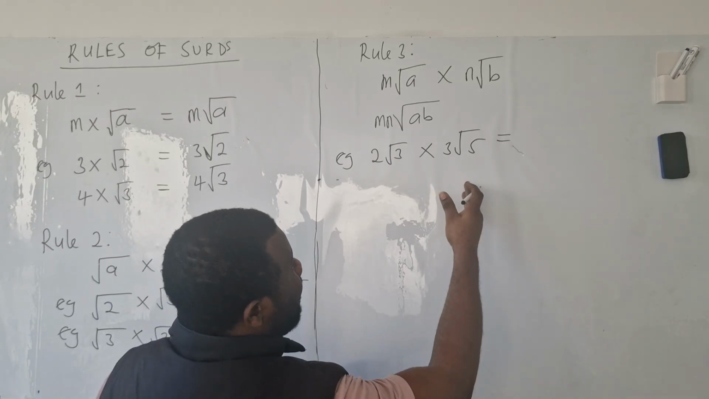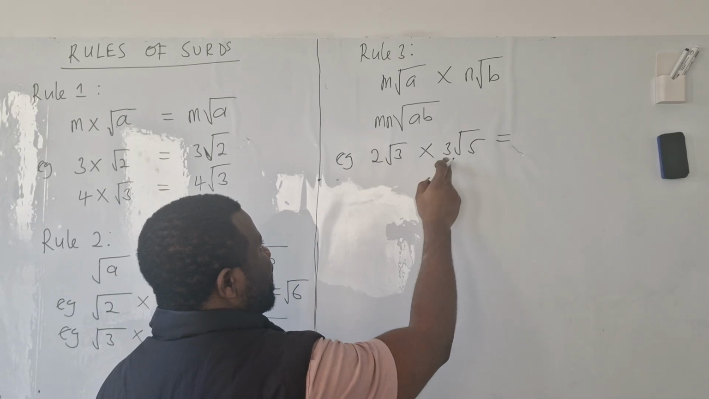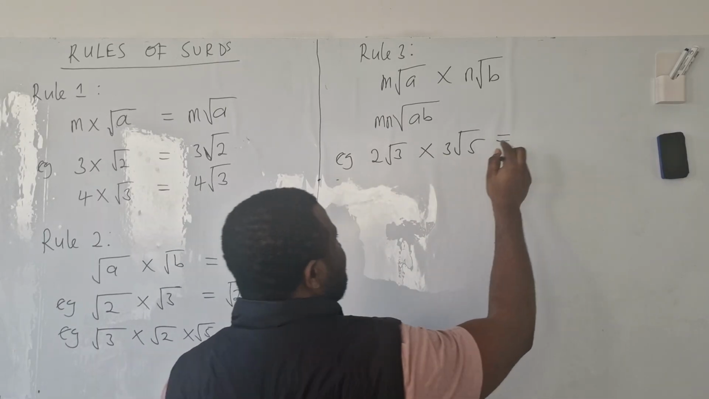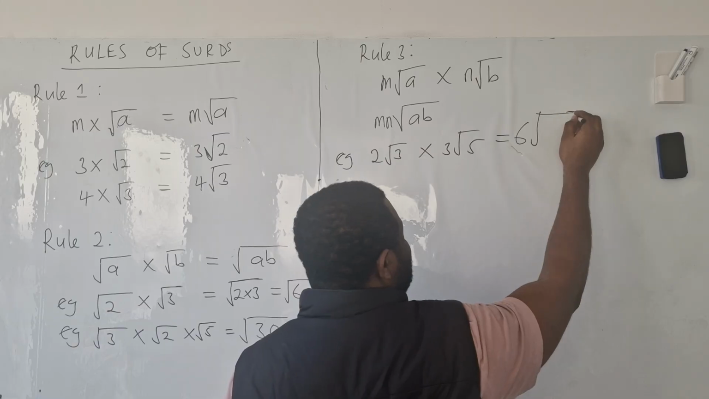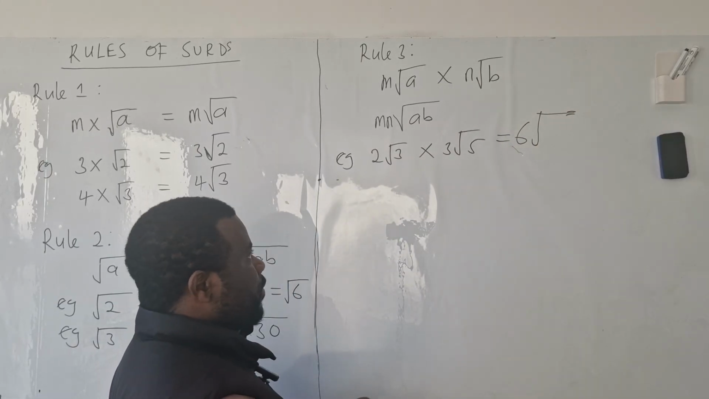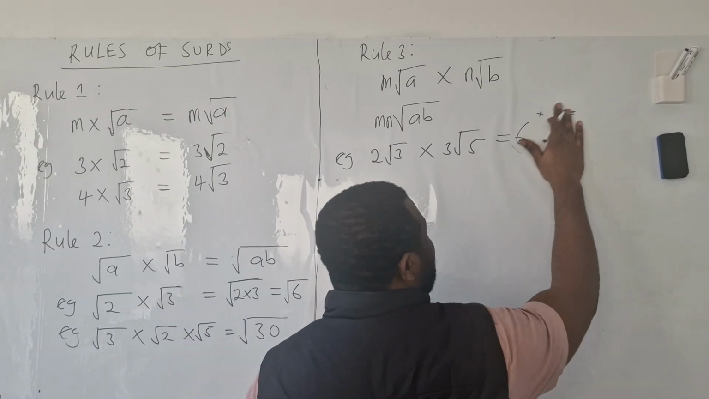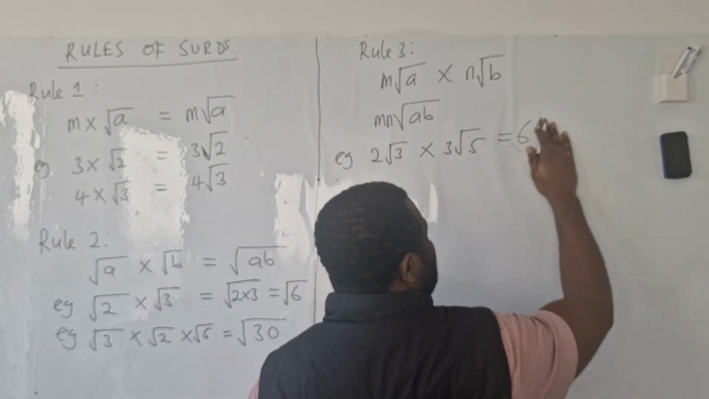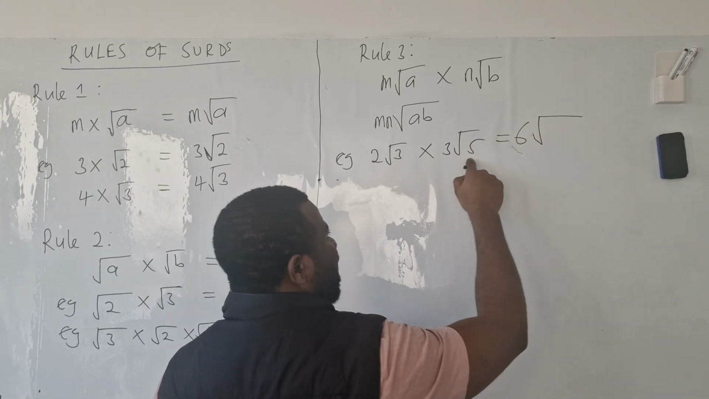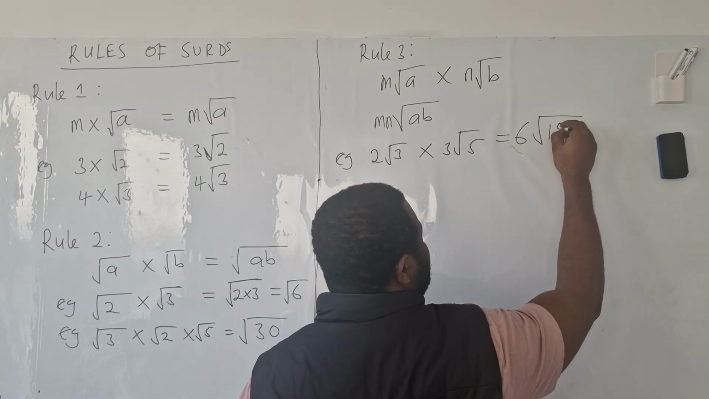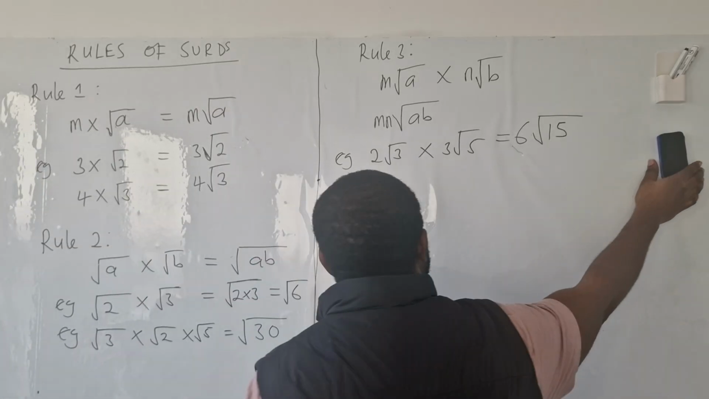It's a multiplication of unlike surds. So the principle is that you just multiply the coefficients together. That is 2 times 3 will give us 6. Then you multiply those inside the root sign together, and then you give it one root. That is 3 times 5, and that will give us 15. I think this is not difficult at all to understand.